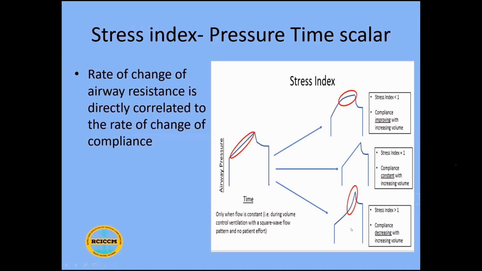But if you look at the bottom curve, where the stress index is more than 1 and the slope is steeper, the compliance is low. So with a normal slope, it indicates a stress index of 1. When the stress index is more than 1, probably the compliance is decreasing. Just by eyeballing the ventilator interface, you can come to a conclusion on a flow time scalar. So having a look at this stress index is easy. You can even very well by the bedside come to a conclusion what the patient's status is.